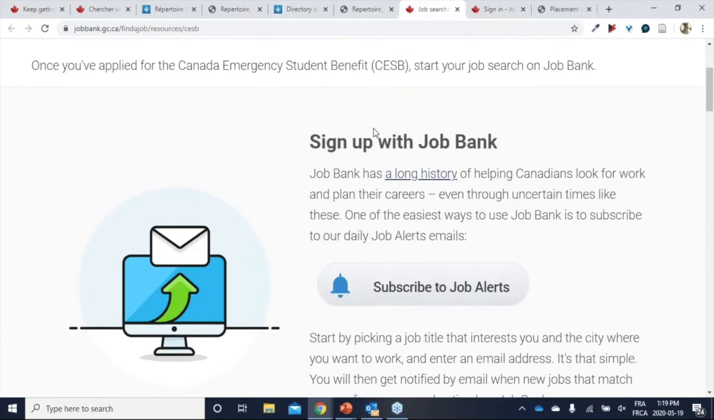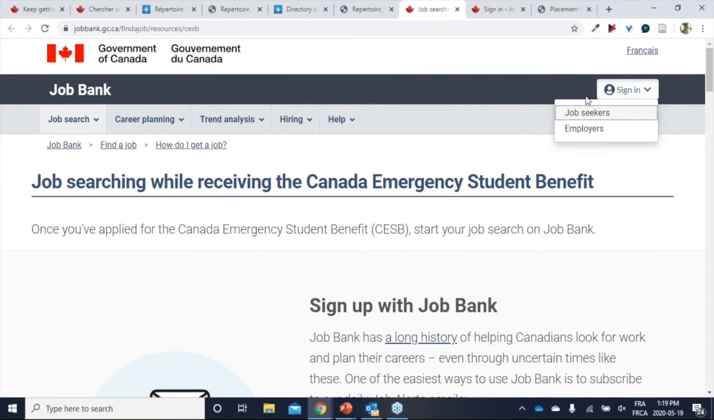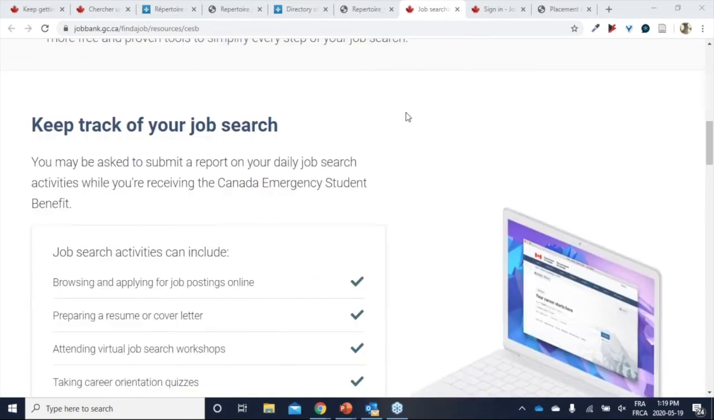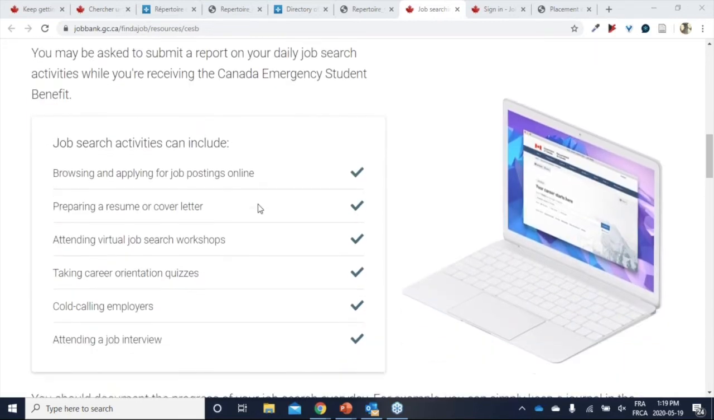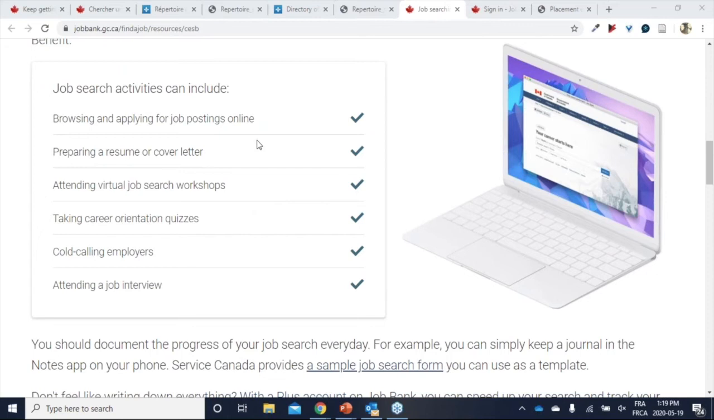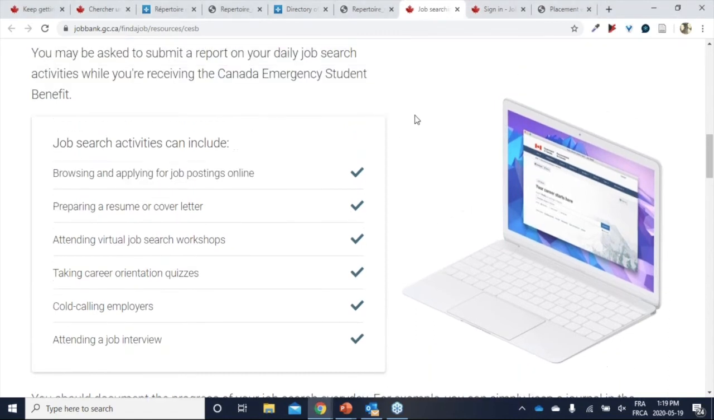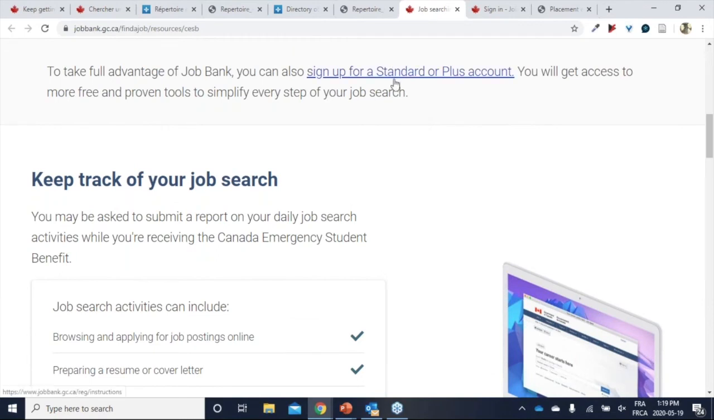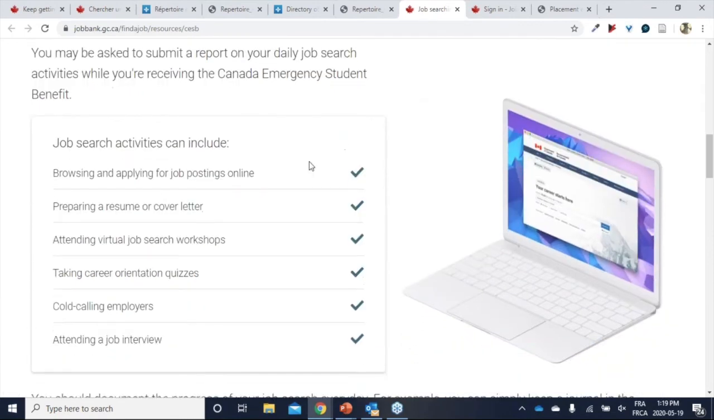For example, the Canadian Job Bank has a very nice platform for job seekers, and they've given here a list of different job search activities that you can do to prove that you're looking for work. So you can browse and apply for job postings online. If you do this using a platform, either this platform here, the Job Bank, you have a standard or plus account, it'll keep track of every job posting that you submitted your candidacy to. You can also submit different resumes or cover letters that you've written for this job search.